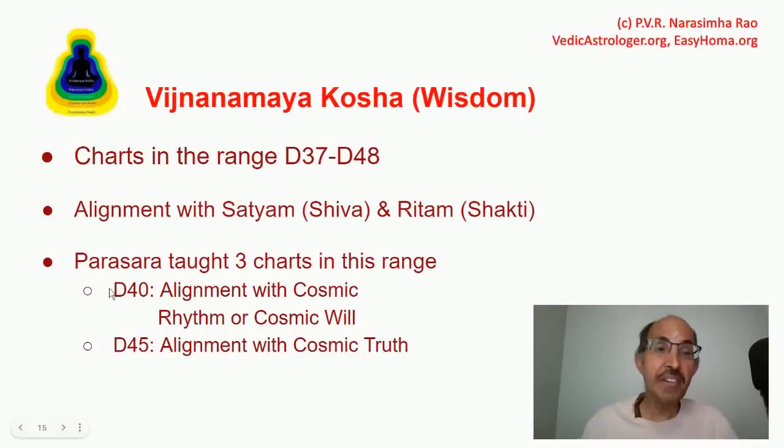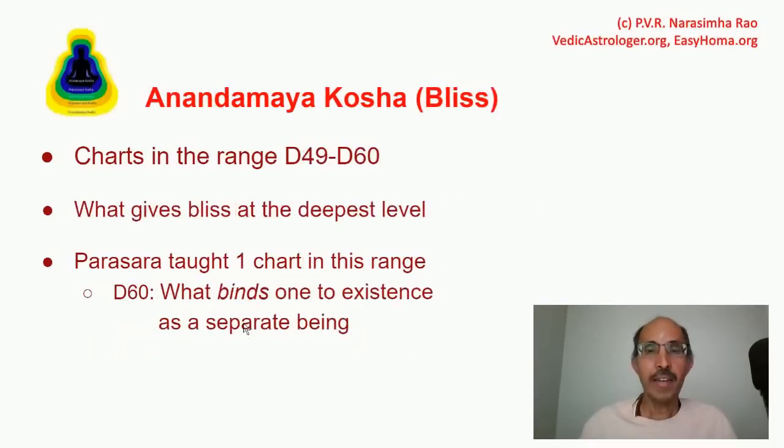And this is a very, very important chart. You can find the intersection of this chart with various other divisional charts to see whether in various areas of life, one is swimming with the divine flow or against the divine, against what is meant to be at that time, against the cosmic rhythm. So this is a very important chart. And finally, there is one chart in this range, the 49 to 60 range, and it is D60.